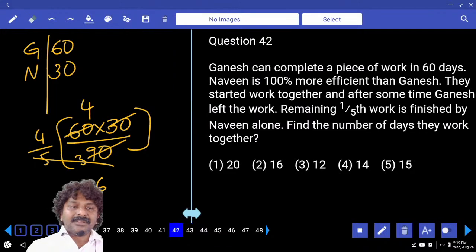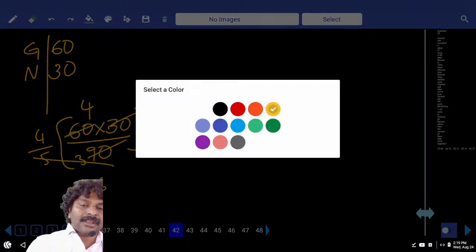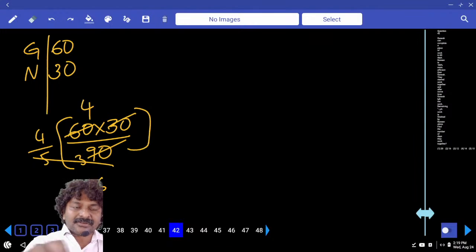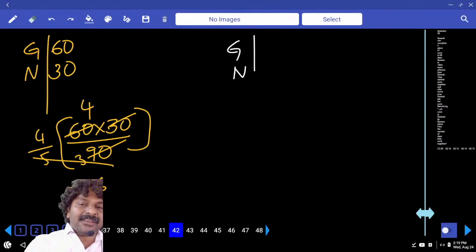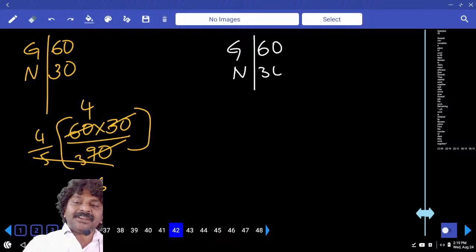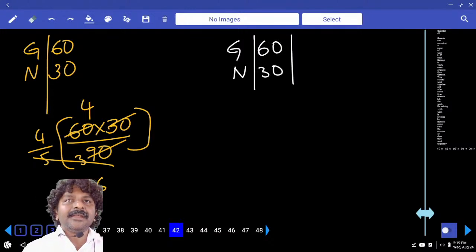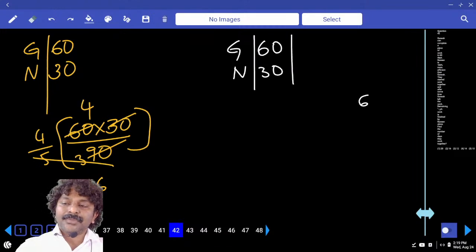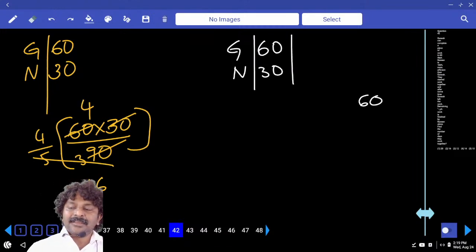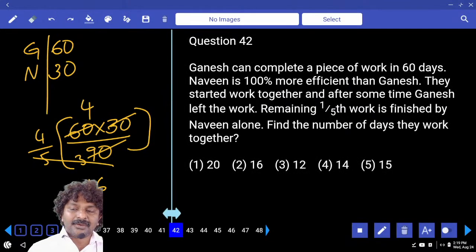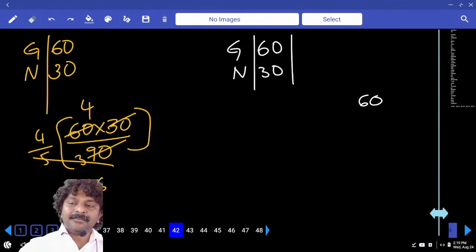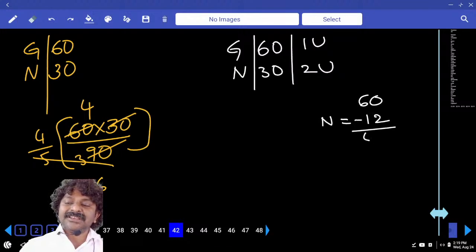This is one way. The other way is, I'm not using one day work concept. That's for sure. Ganesh and Naveen, they take 60 days and 30 days to complete the work. Correct? Now, what is LCM? 60. Yes? LCM 60. Ganesh will do only 1 unit. Naveen will do 2 units. Already Naveen completed 1/5 of the work, which is 12 units only. How much is remaining? 48.